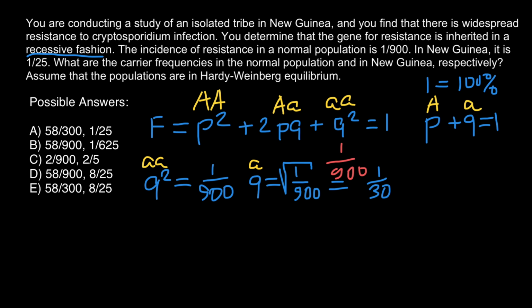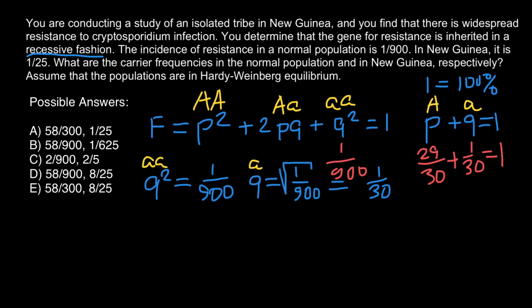If we now know that the frequency of the recessive allele is 1 out of 30, we can tell the frequency of the p allele. So it's going to be 29 out of 30. So if we combine these two numbers, we are going to get 30 over 30. 30 divided by 30 is going to be 1. Again, this is the frequency of the dominant allele, and this is the frequency of the recessive allele in the general population.